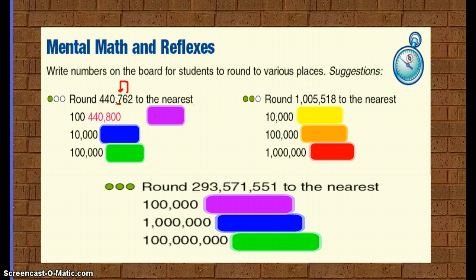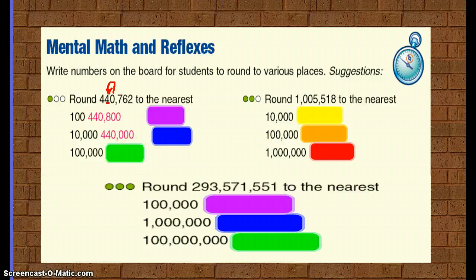Again, the next one is asking me to go to the nearest 10,000s place. So I would underline the 10,000s place. Ones, tens, hundreds, thousands, 10,000s. Since it only has a 0 next to it, and that is my number that decides whether I round that up or leave it alone, I know that that 0 will tell me to leave it alone. So it'll be 440,000. Notice that every time we're rounding, all the numbers after the place value that they're asking you to round to become zeros.